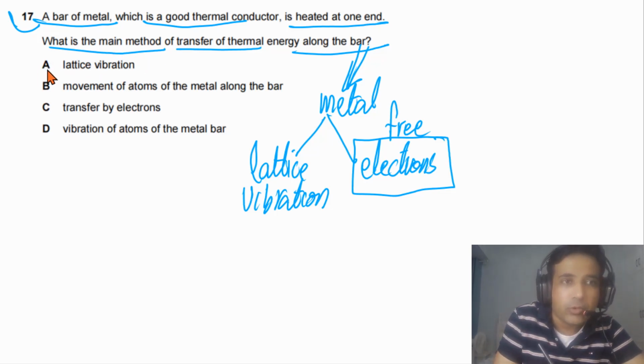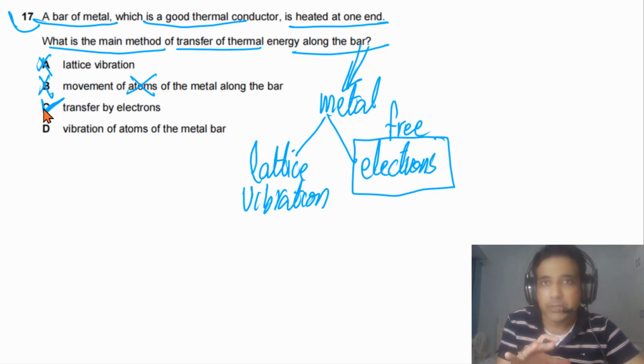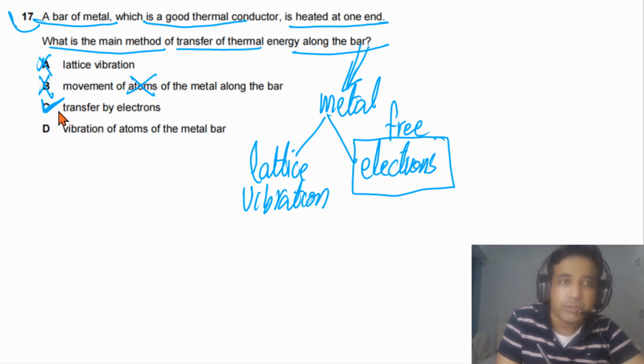So if you look at option A, this is not correct. Movement of atoms, the atoms do not move at all, so this is also incorrect. Transfer by electrons, yes, because the main method of energy transfer in metals is by electrons. Metals are very good thermal conductors because they have a lot of free electrons. So this is the correct answer.